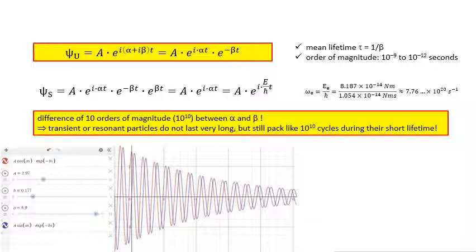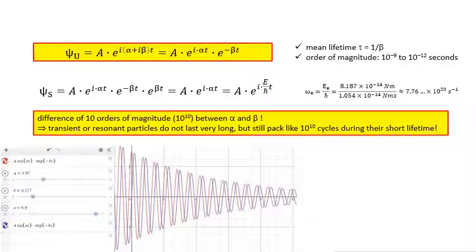I write it out with an e to the minus beta t and an e to the beta t, but we basically have that wave function. And I said the frequency of that oscillation is going to be given by the energy of that stable particle. So for an electron, for instance, you get a fantastic frequency, of the order of 10 to the power 20. That's the frequency, and then the mean lifetime is going to be infinity, because beta is 0, and 1 over 0 is infinity.